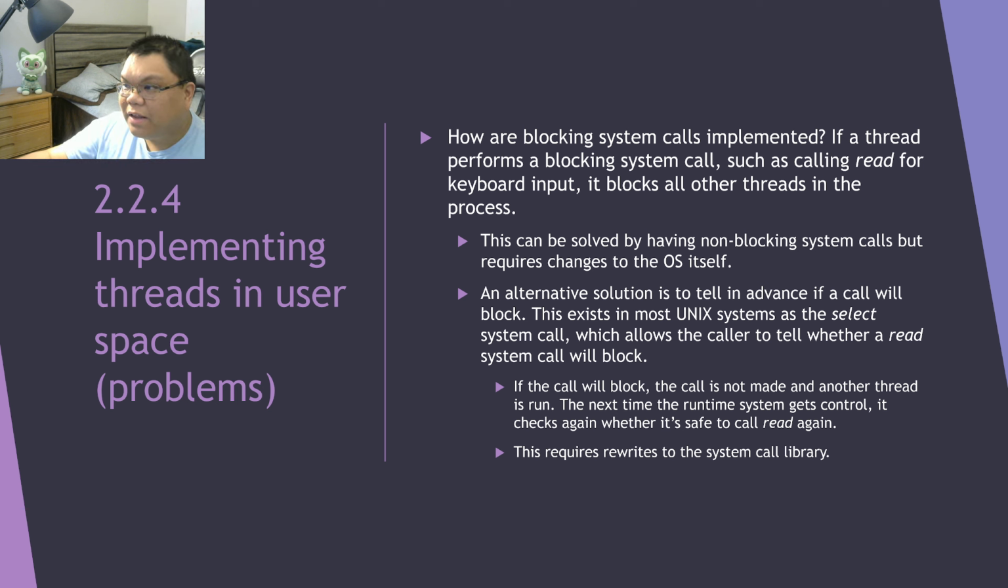So in the case of reading from keyboard input, we check select to determine whether calling read would block. If the call will block, the call is not made and another thread is run. The next time the runtime system gets control, it checks again whether it's safe to call read. This, however, requires rewrites to the system call library.